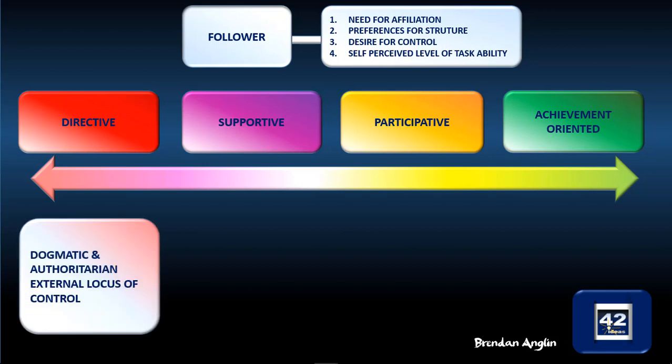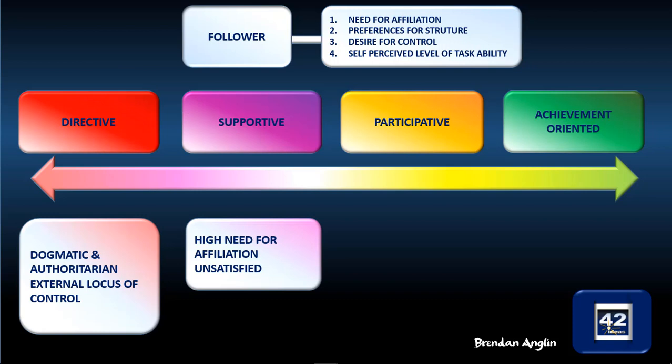So directive leadership behaviour works best for dogmatic and authoritarian employees who believe that the locus of control in their lives is external. For them, the directive style works best. The supportive style works best for people who have a high need for affiliation, they're unsatisfied with their job, maybe they find the work quite stressful and distressing, and therefore they need a supportive leader to give them support and guidance throughout the job.